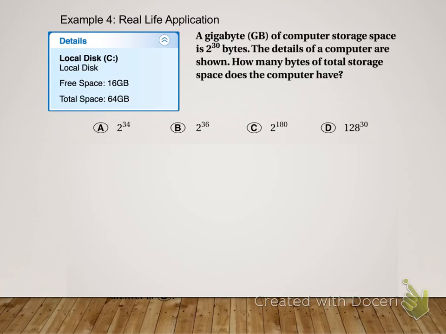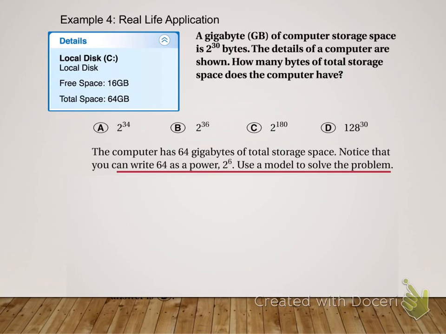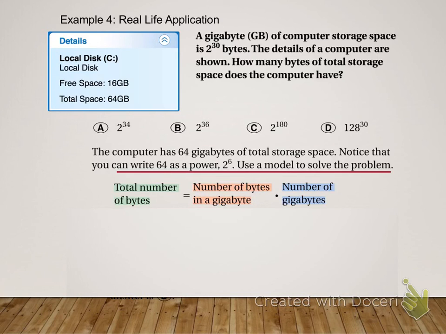So it tells us that local disk C has free space of 16 gigabytes and total space of 64 gigabytes. So what we're going to do here is the computer has 64 gigabytes of total storage space. Notice that you can write 64 as a power of 2. 2 to the 6th power. Now we can use a model to solve the problem. The total number of bytes is going to be equal to the number of bytes in a gigabyte times the number of gigabytes.